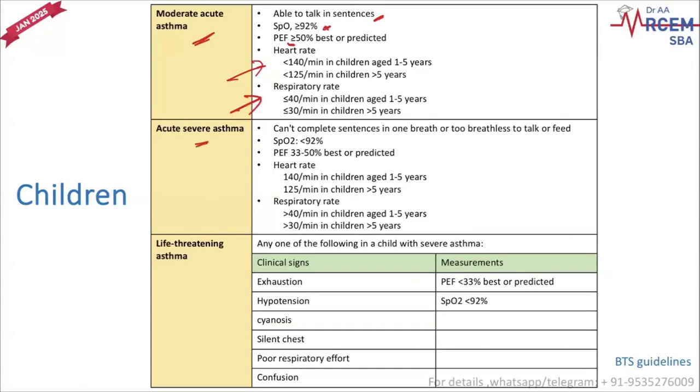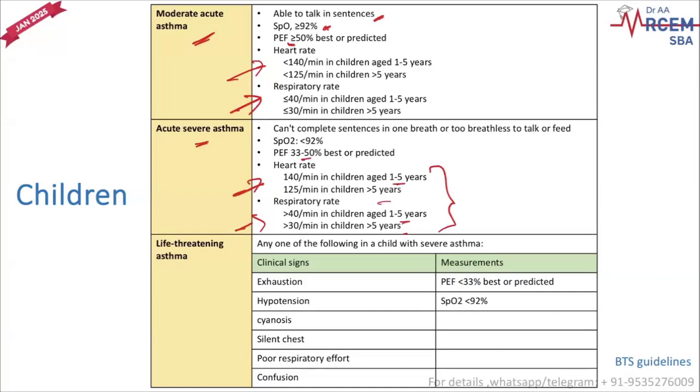Same thing in acute severe asthma, there is tachycardia and tachypnea. The difference here is the normal range for the heart rate and the normal range for the respiratory rate changes from age to age. What do you need to remember? In adults, you can give a fixed value. Here, it changes from age to age. That's the difference. But the PEF value remains between 33 to 50%.